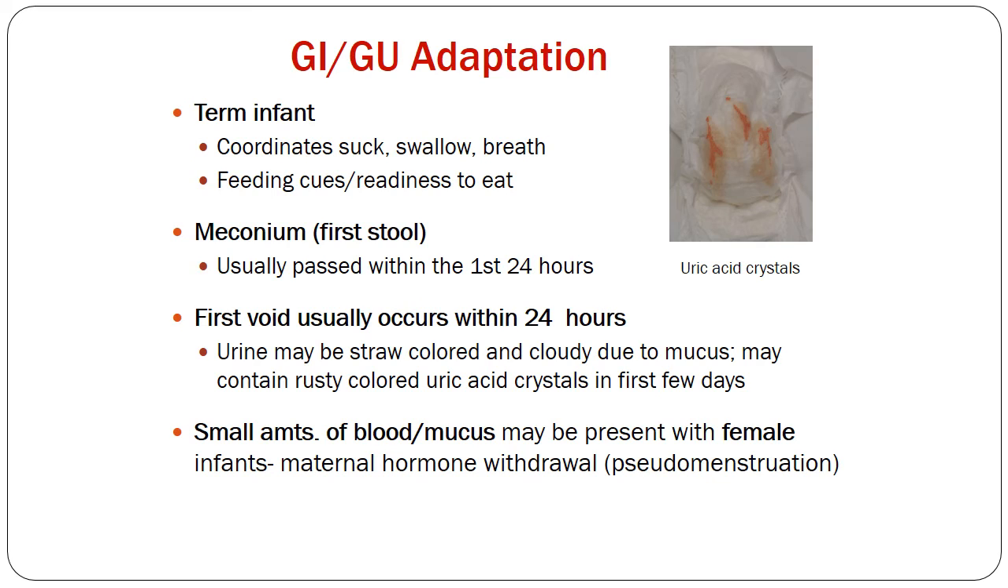Typically, we see them void the first void within the first 24 hours, and it may be straw colored, may be cloudy due to mucus, and you'll see sometimes in the diaper, it's kind of like you see in this picture, it kind of looks like calamine lotion, which is like a pink lotion or Pepto-Bismol. That's what it looks like. So it's rusty colored uric acid crystals, just little acid crystals that occur in the first few days of life, and then it goes away. There also may be a small amount of blood or mucus that are present with the female infants, and that's due to maternal hormone withdrawal, also called pseudomenstruation.